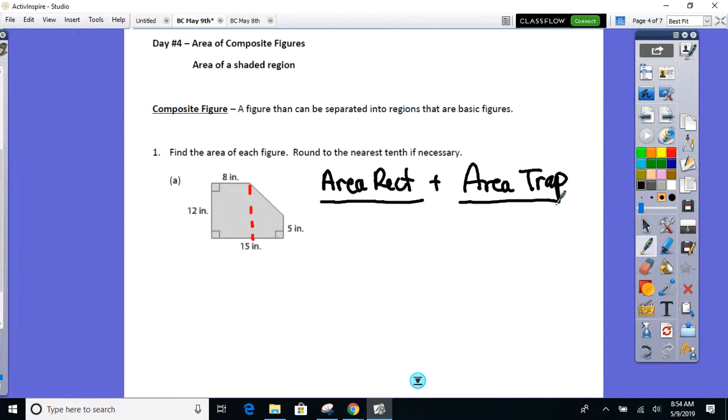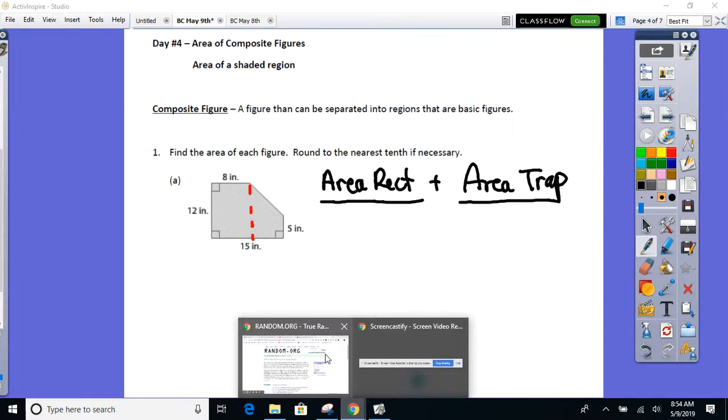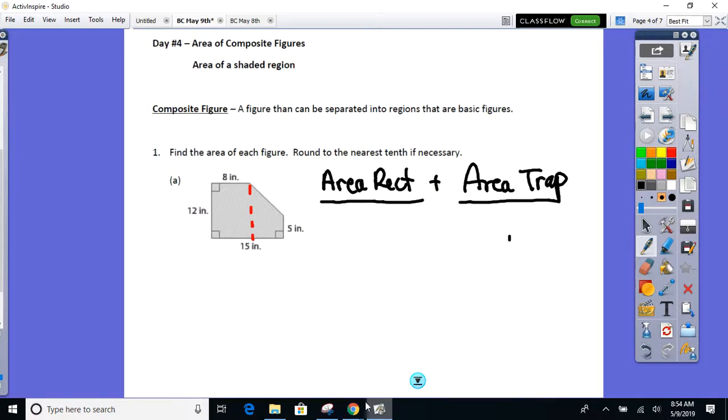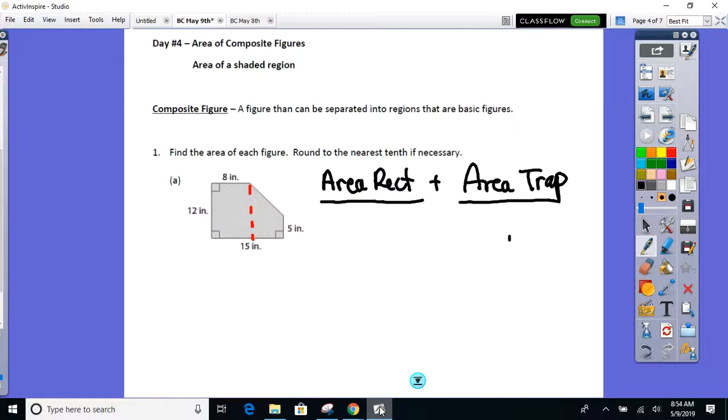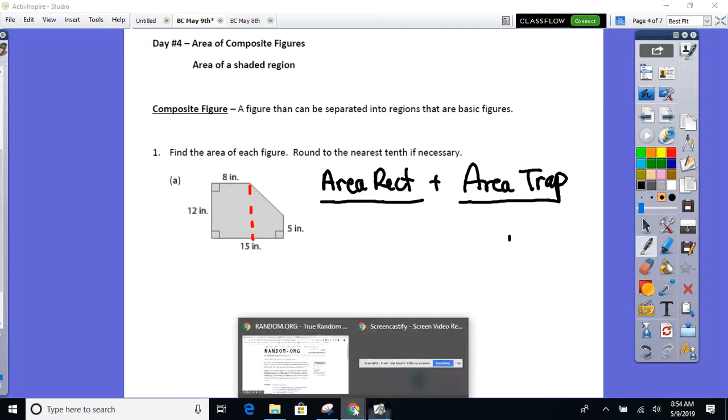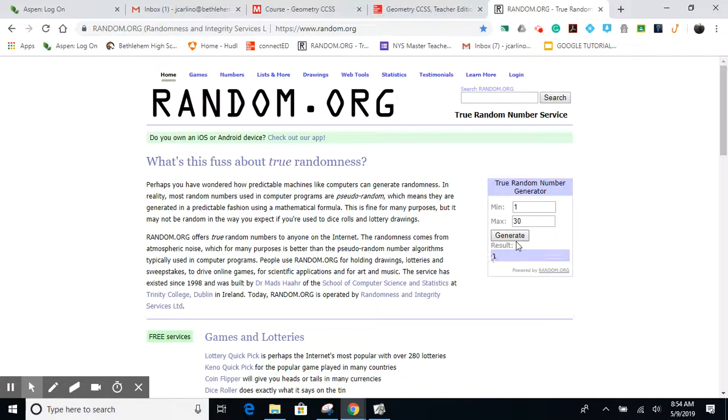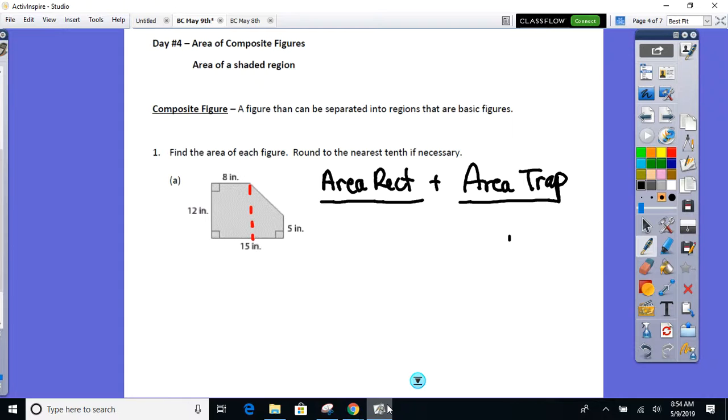So I take the rectangle. What are the dimensions of the rectangle, since it's length times width? What do you got for me? Length times width, what am I multiplying? 8 times 12, which gives me the 96.